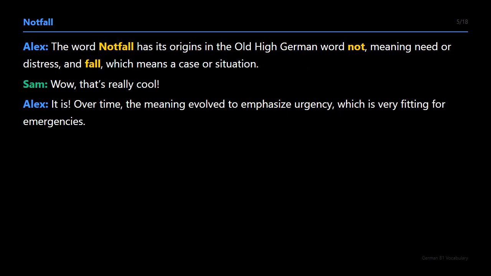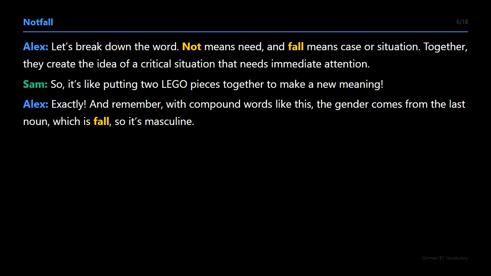Let's break down the word. Not means need, and Fall means case or situation. Together, they create the idea of a critical situation that needs immediate attention. So, it's like putting two Lego pieces together to make a new meaning. Exactly. And remember, with compound words like this, the gender comes from the last noun, which is Fall. So it's masculine.